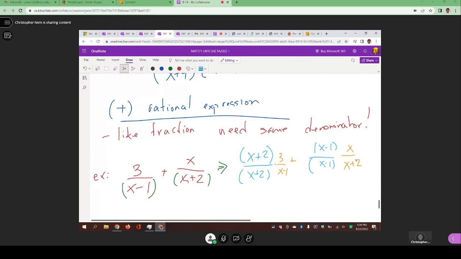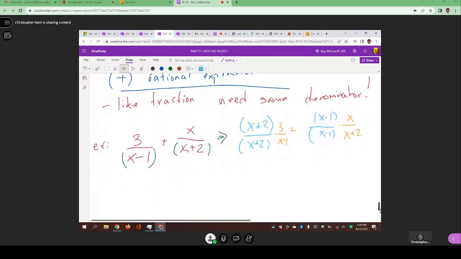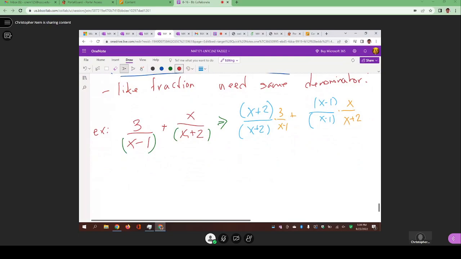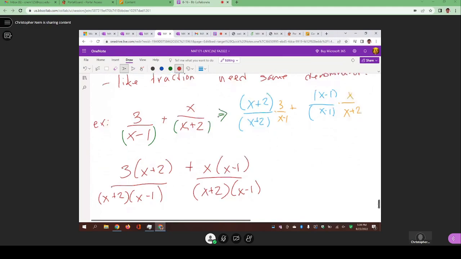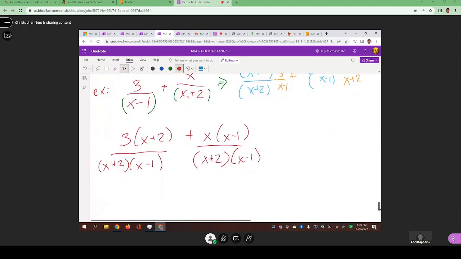These guys are multiplying each other. Boom. If I multiply them out, I'm going to get 3(x plus 2) plus x(x minus 1), over (x plus 2)(x minus 1). Boom. Now, my tip for you guys is when you are adding or subtracting, you almost never want to multiply the denominator out. You almost never want to expand your denominator.